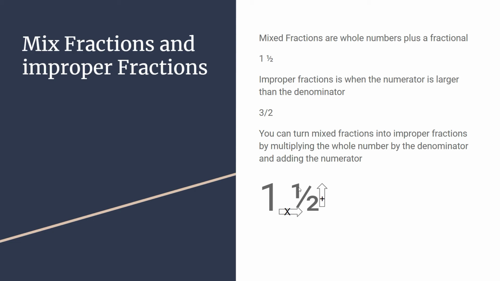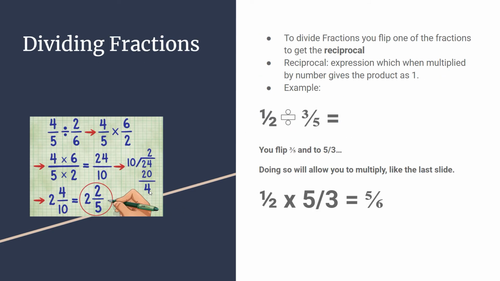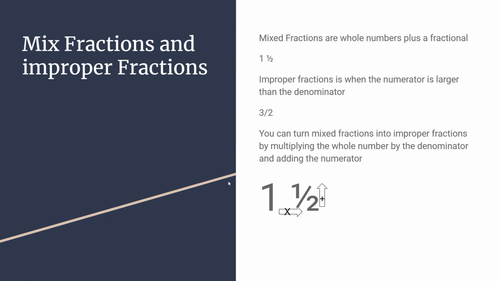And to turn the improper fraction into a mixed fraction, you just go here, as you can see. You divide using regular division, or long division, and you can see here, after you have your extra number, this is the whole number, this is the numerator, and this is the denominator. So it's 2 4 over 10, and you simplify 4 over 10, you get 2 over 5. And that'll be it.